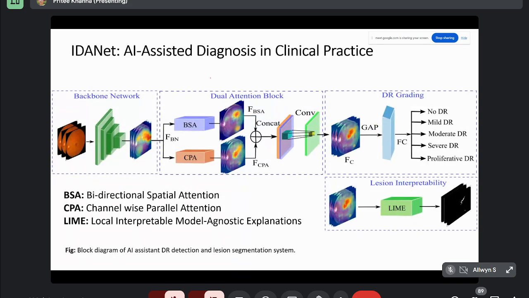Here you can see that it is shown with different boxes. So this is your backbone network, and here we have this dual attention block. Finally you can see this grading, and through this we did the interpretability also, right? So the novelty of this IdeaNet lies in the implementation of this attention block. Here we have dual attention, which is a parallel attention. You can see that BSA and CPA are being applied in parallel.